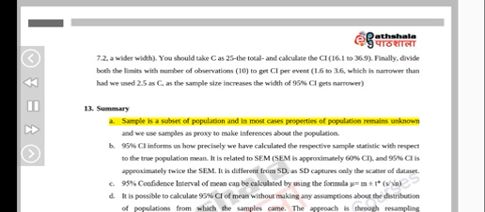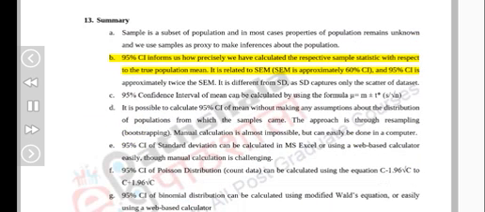13. Summary. A. A sample is a subset of a population, and in most cases properties of the population remain unknown. We use samples as a proxy to make inferences about the population. B. The 95% CI informs us how precisely we have calculated the respective sample statistic with respect to the true population mean. It is related to SEM. SEM is approximately the 60% CI, and the 95% CI is approximately twice the SEM. It is different from SD, as SD captures only the scatter of the dataset.